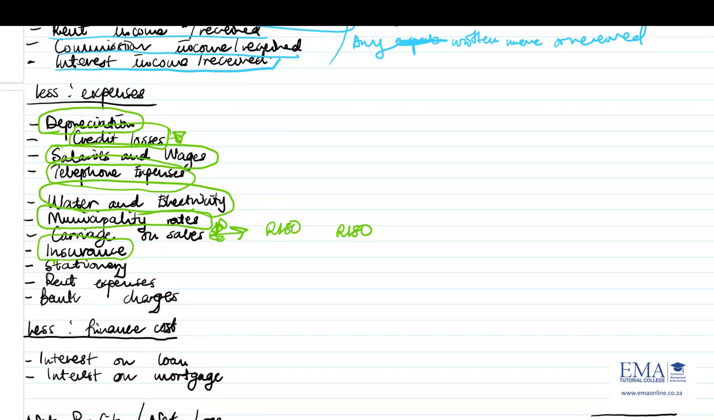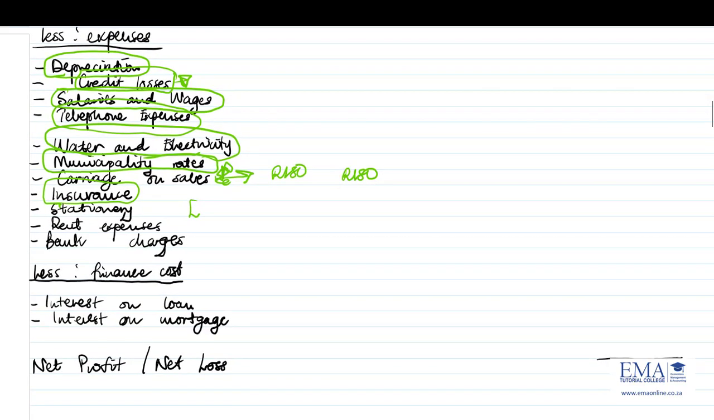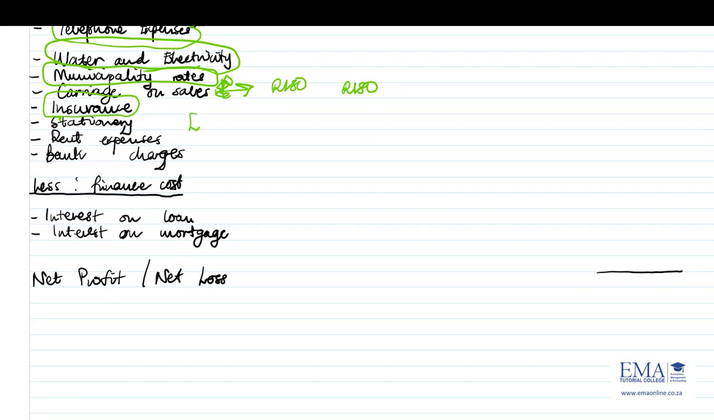Then you have stationery. You just record it, and usually sometimes you need to adjust for stationery at the end. All right. Then you have rental expenses if you're renting. Then maybe bank charges sometimes. After that, you subtract your finance cost, which is interest on something. In most circumstances there's interest on loan and interest on mortgage, so you calculate that specific interest and record it under your finance cost.